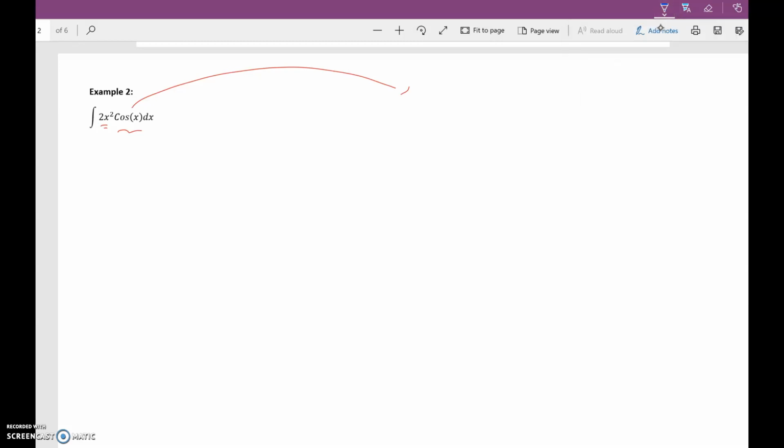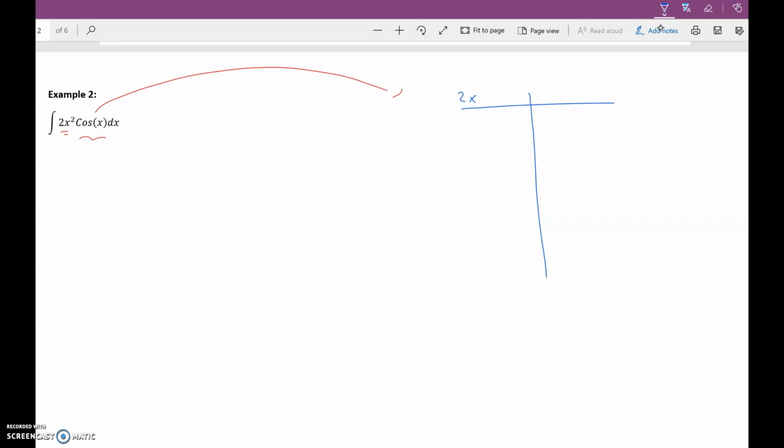So this one applies for tabular integration because you technically have the 2x squared, which is a function that is going to be differentiating to 0, and then the cosine of x. So this is a 2x squared, and then this will be the cosine of x. So to not mess up the actual signs, let me first take the derivatives of 2x squared.